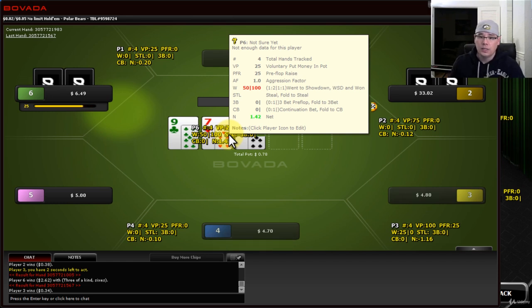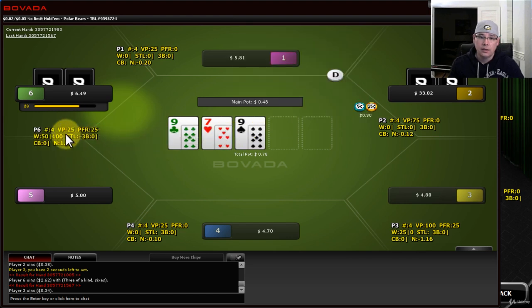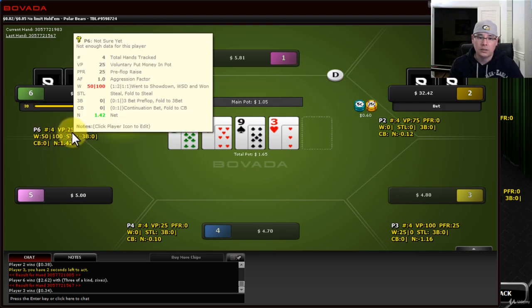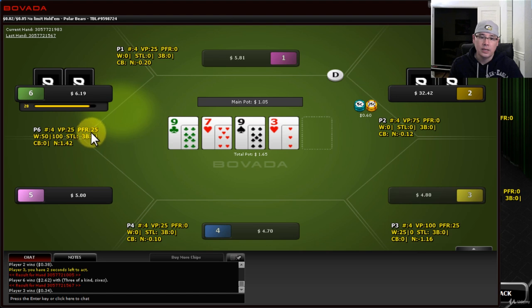So what we're seeing here, when you see that there is no gap between the PFR and the VPIP, it means that 25% of the hands he has limped or raised, 100% of those, because this is the same percentage of hands he has raised. So out of these 4 hands, he's only seen one hand voluntarily, and he's raised that one hand.